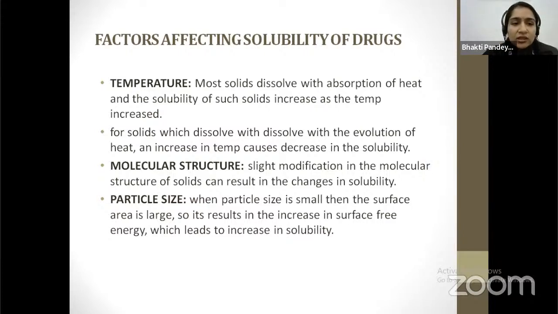So these are some of the factors which affect the solubility of drugs. There are many other factors also, such as pH, the dielectric constant, and other factors.